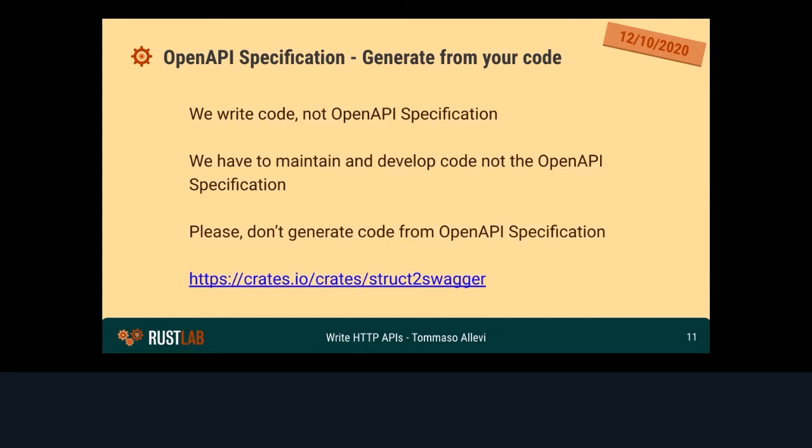There are two ways. Generating your code from the OpenAPI specification and the inverse way. I suggest you don't generate your code from the OpenAPI specification, but the inverse way is a good approach instead. So we will use the struct2swagger crate to help us generate the OpenAPI specification from our code.